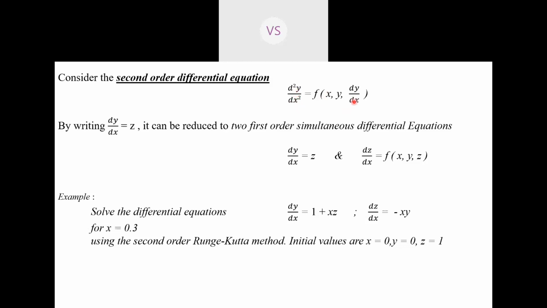Now what we can do in this case is replace dy by dx by z. This dy by dx we will call z, and it can be reduced to two first order simultaneous differential equations. The second order differential equation we can replace by two simultaneous first order differential equations. How to do it? In this we are replacing dy by dx by z, and dz by dx will be equal to a function of x, y, z.